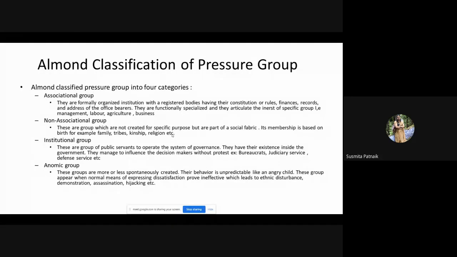So in these groups what will happen is, after the members feel that their problems are out of control, they lead to disturbances. The disturbances come in the manner of demonstrations, assassinations and also hijacking.